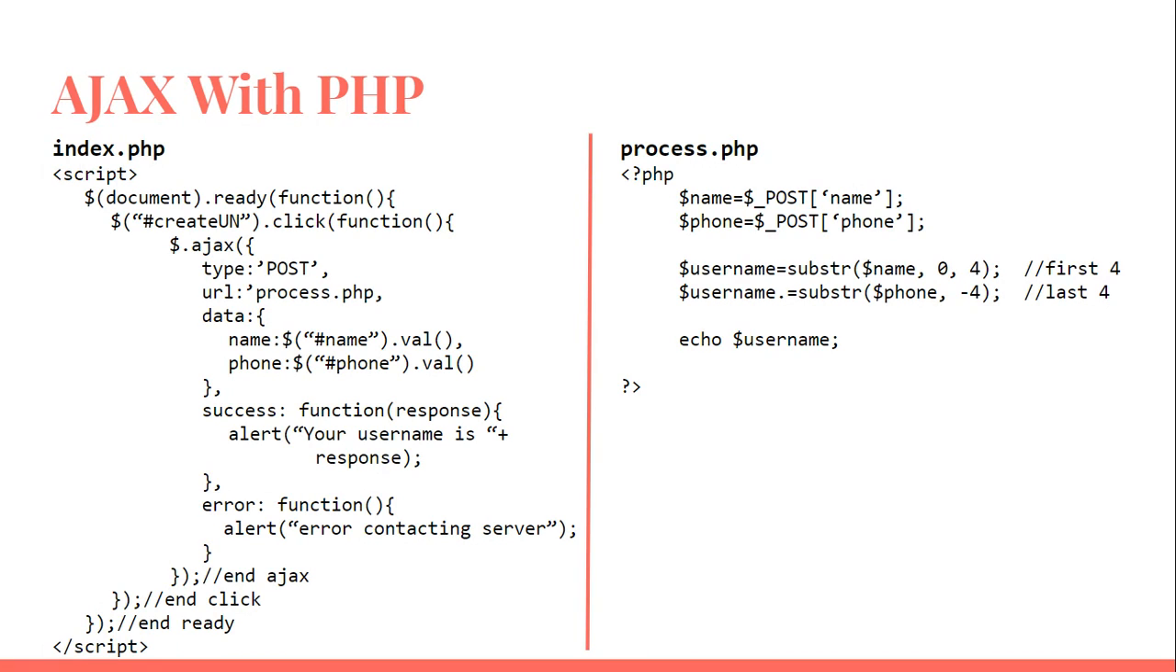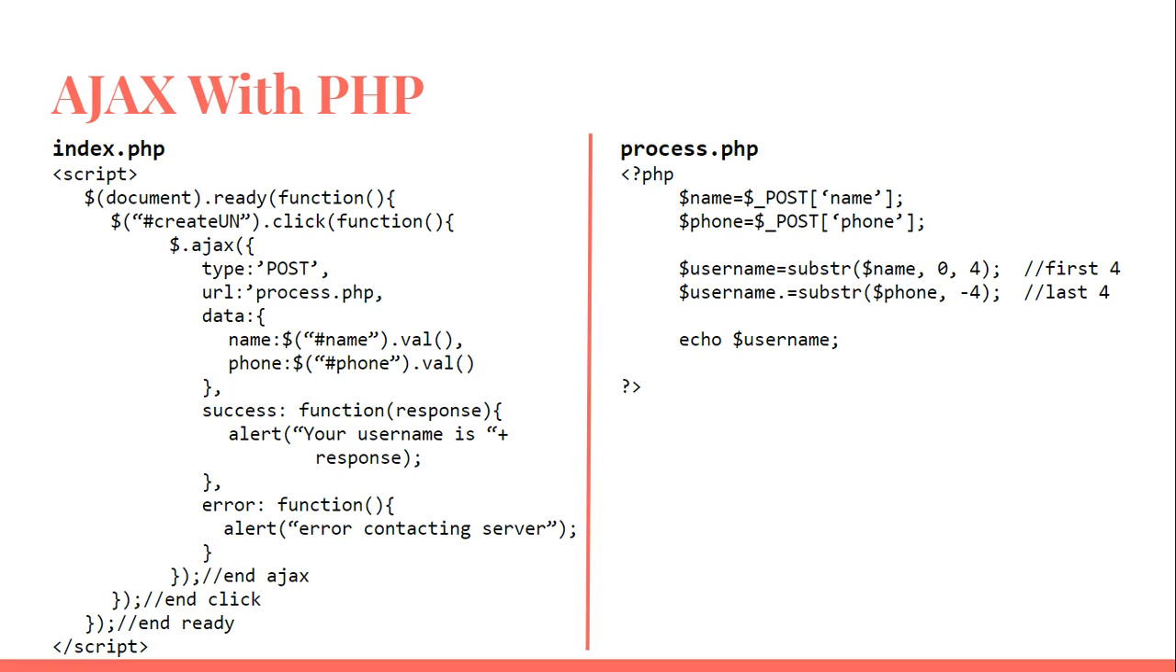On index.php, you'll see that I've got a create UN button somewhere. It's got an ID of create UN, and when that is clicked, this Ajax operates. So once again, the type is post. We're going to process.php. I'm going to go into the document and find the ID of name, which is an input, and get its value, and find the ID of phone, which is an input, and get its value, and store those in the post array under the keys name and phone.